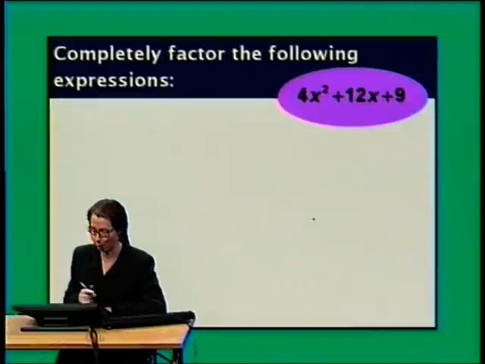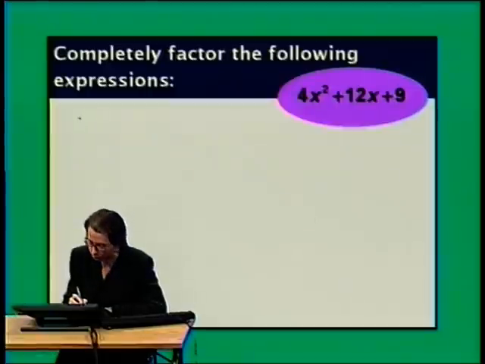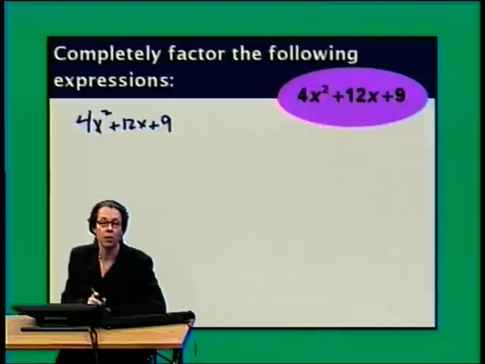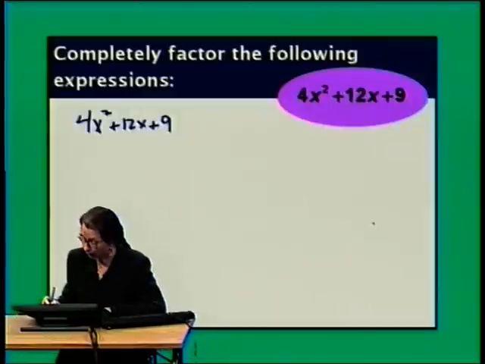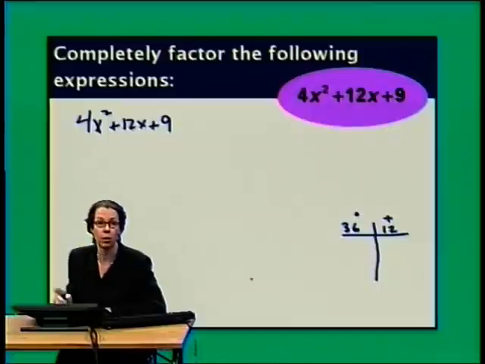Another factoring problem. This one won't take quite as many steps. 4x squared plus 12x plus 9. The three terms do not share any common factor other than 1, so I just have to factor. And I'm looking for integer factors of 36, which add to 12. Well, 6 and 6 will fit the bill.